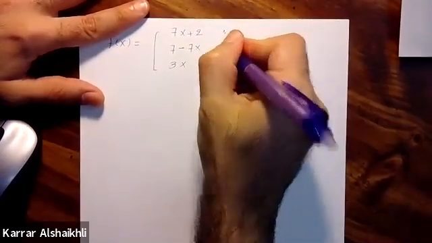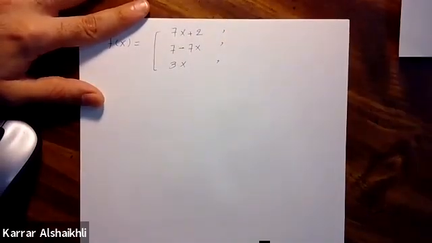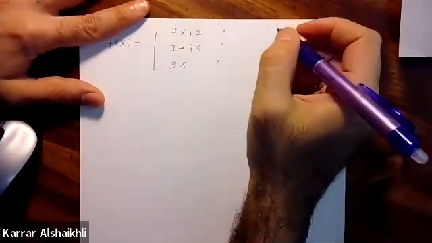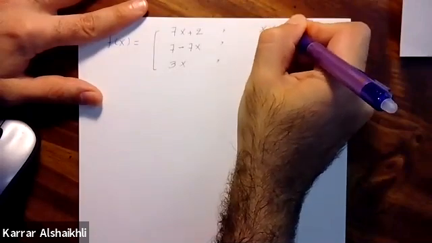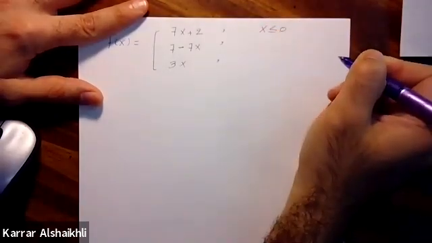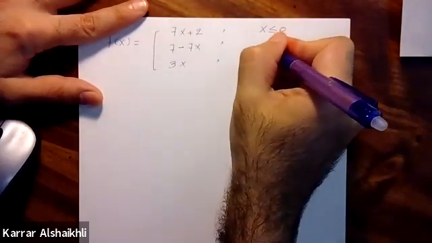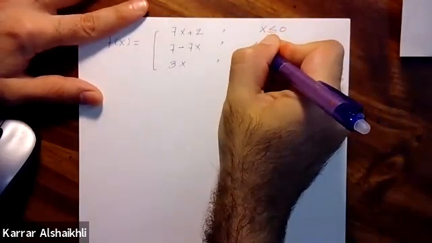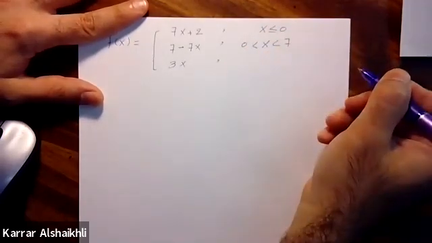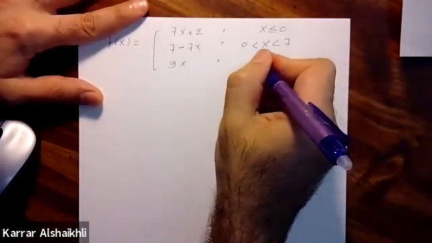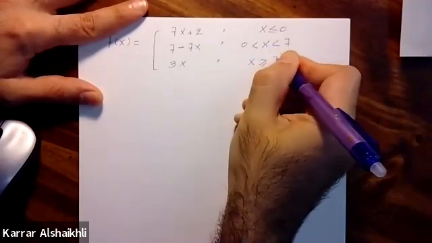So here are the conditions, which are really important because by the conditions we're going to know where we're going to plug in the x. The first condition, when x is less than or equal to 0. The second condition, when x is between 0 and 7. The third condition, when x is greater than or equal to 7.